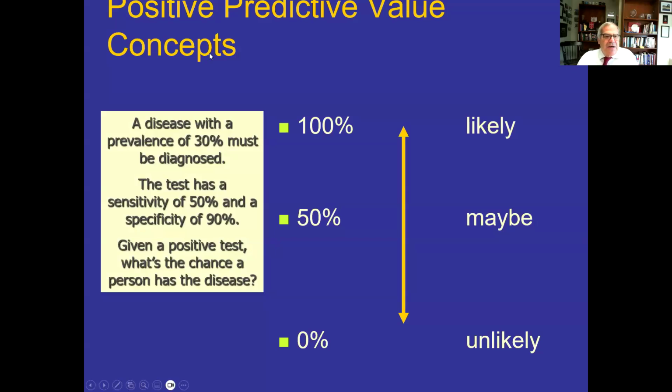So this is the concept of the positive predictive value, and we're going to go into more of this. A disease with a prevalence of 30% must be diagnosed. The test has a sensitivity of 50% and a specificity of 90%, and given a positive test, you think about the chance that the person would have the disease: very likely, maybe, unlikely? We're going to do an example. This is the kind of concept that we have with the positive predictive value.